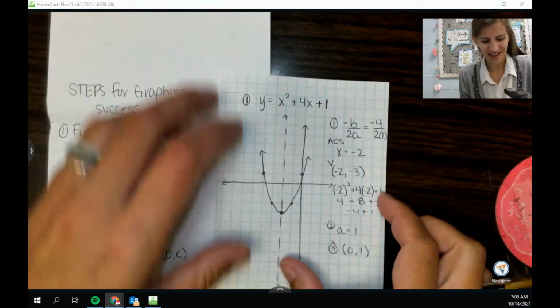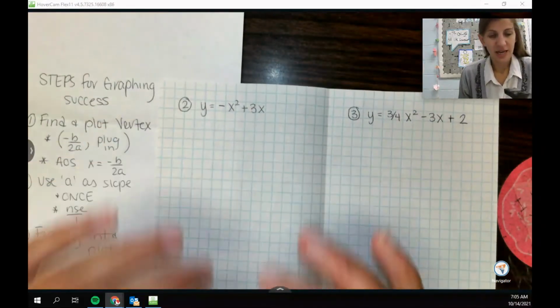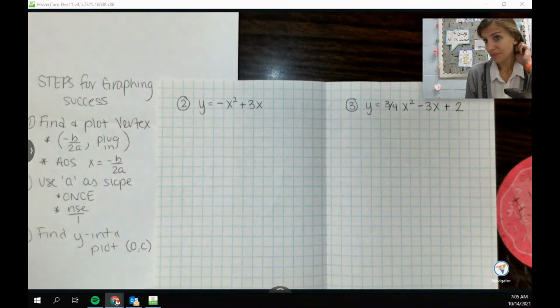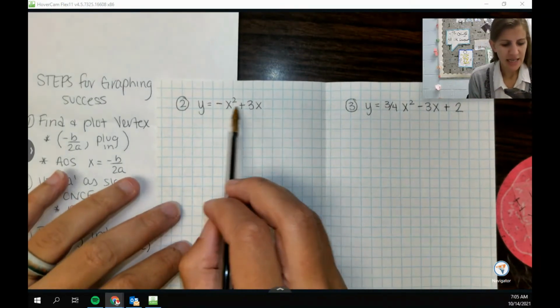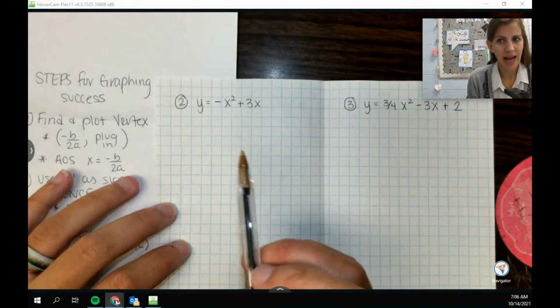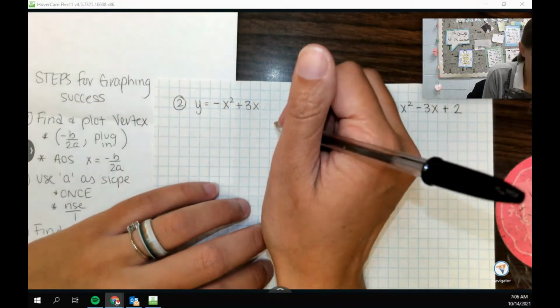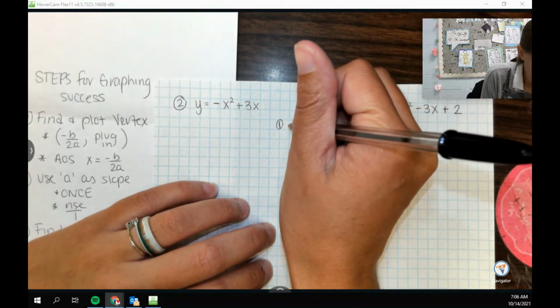Okay, let's try another. So sometimes I like to throw ones in where numbers are missing. So we kind of did one like that in the other video where the b value is missing. In this one, I think our c value is missing, which means since it's a number being added or subtracted, it will be 0. So step number 1, we want to find and plot that vertex.